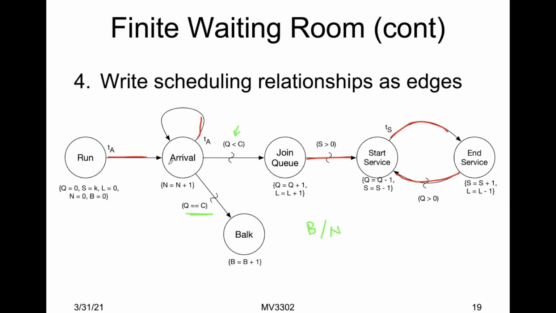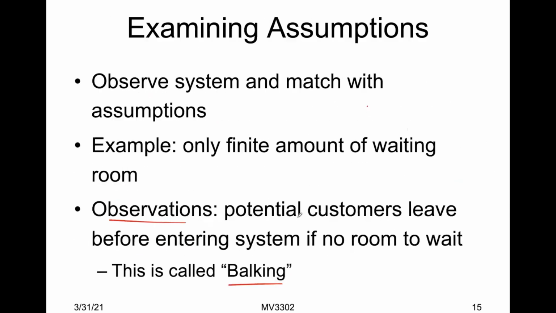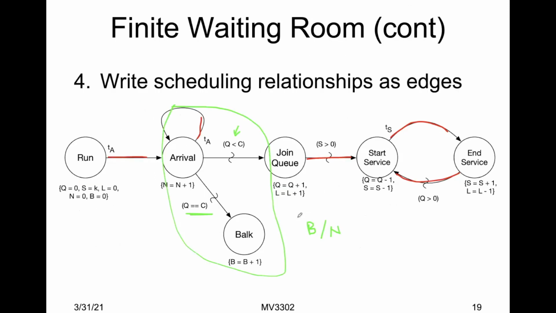Okay, but what's the same and what's different? Again, the arrival stuff is all the same. Once I join the queue and I start service and end service, that's all the same as before. It's all this stuff in here that's different. Okay, that's all it took. And this is partly why it's always useful to do it incrementally. So given that I had my multiple server queue model to begin with, I can now easily just add the additional ones here.